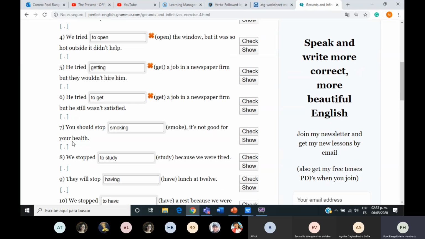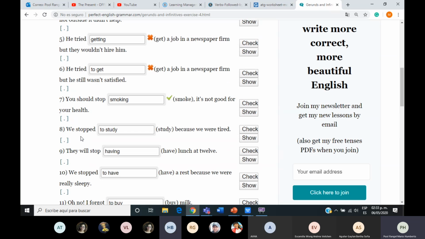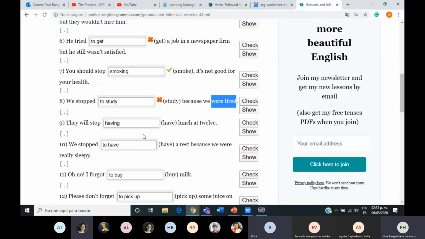You should stop smoking. I think that's okay. We stopped to study because we were tired. A mí se me hace que estaba mal. Así es. ¿Por qué? Dejamos de estudiar en ese rato, nos detuvimos porque estábamos cansados, no para hacer otra cosa. Si aquí dijera, we stopped to study to go eat lunch, ahí sí, porque era una pausa para hacer otra cosa. Pero no, lo detuvimos en seco. Entonces aquí era pues study.